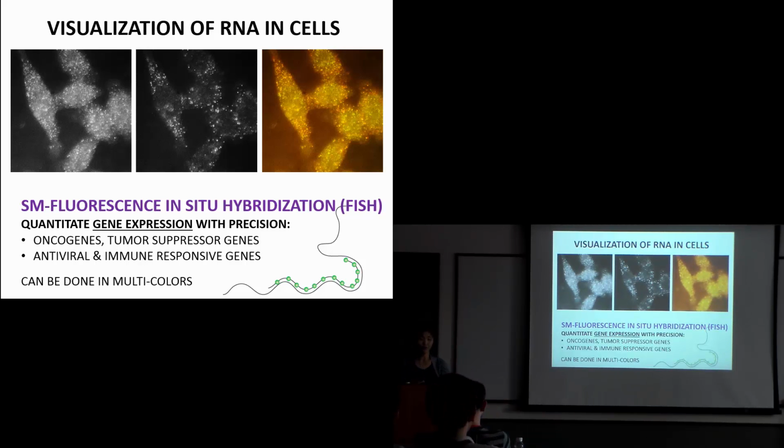So this is useful for quantitative analysis of mRNA expression in cells. This allows you to look at cell-to-cell heterogeneity. For example, this cell might be expressing a lot more than the neighboring cell, so you can make out single cell gene expression this way. We use this for looking at oncogenes and tumor suppressor gene expression, or some immune responsive gene expression.